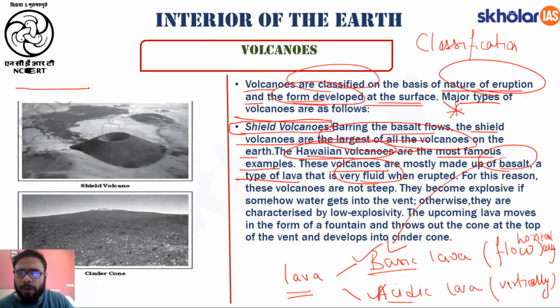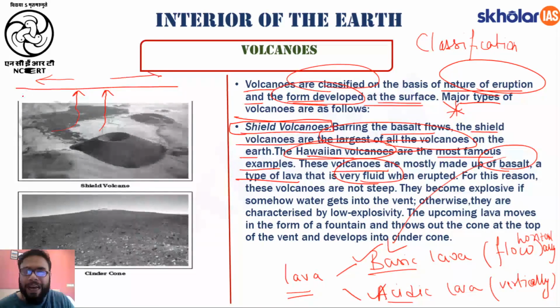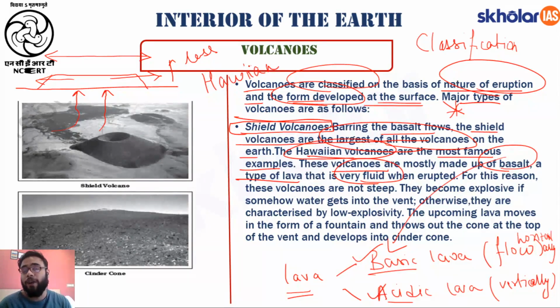Fine. So as the basaltic magma moves up or the lava comes to the surface, it will flow horizontally in both directions. Therefore, what kind of structure will we see? We will see a structure of this kind, meaning its length will be very, very high, its width will be very high, but in terms of height it will be less. For example, Hawaiian Islands. For example, your Hawaiian volcanoes.